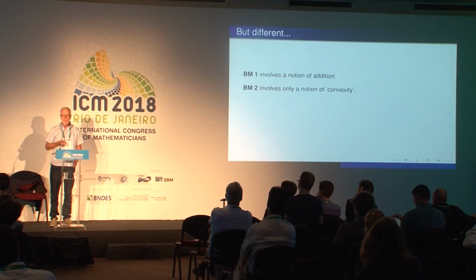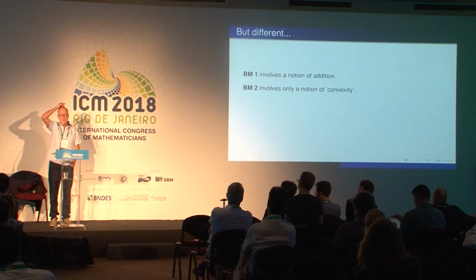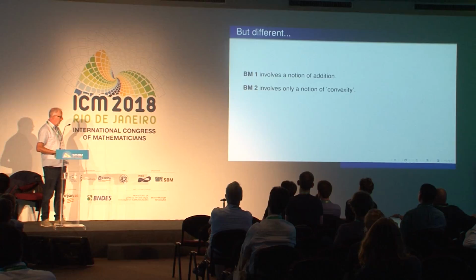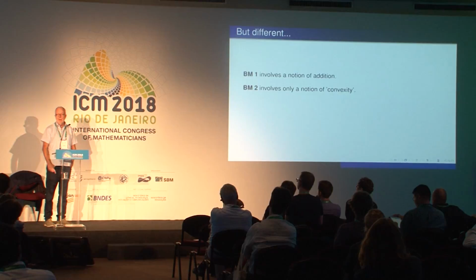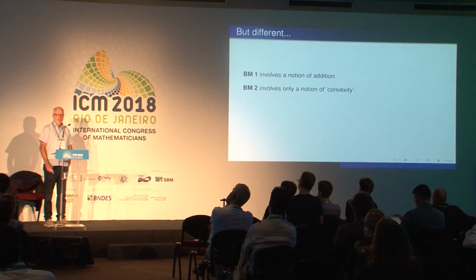And there is a fairly substantial amount of work in that direction with which I'm not very familiar. So that's not what I'm going to talk about. The second one does not involve any notion of addition. It just involves that you know when something is, well, there is a notion of convexity. And Hörmander has actually written an entire book with that title, Notions of Convexity.